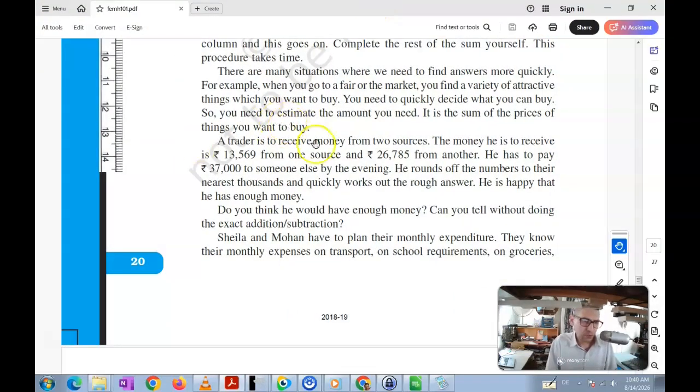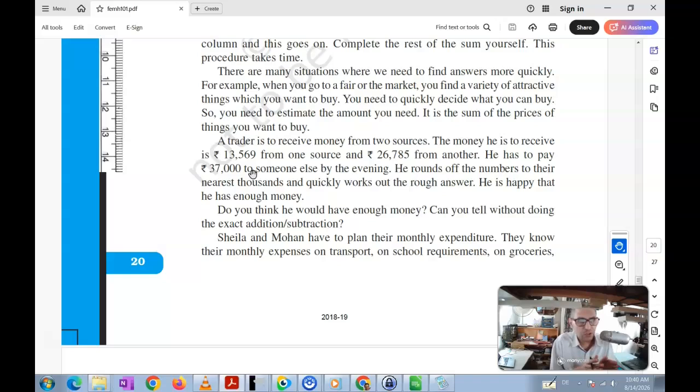Okay, so when it comes to rounding numbers, you need to analyze the situation, and then based on the situation you would round your numbers to the appropriate place value.